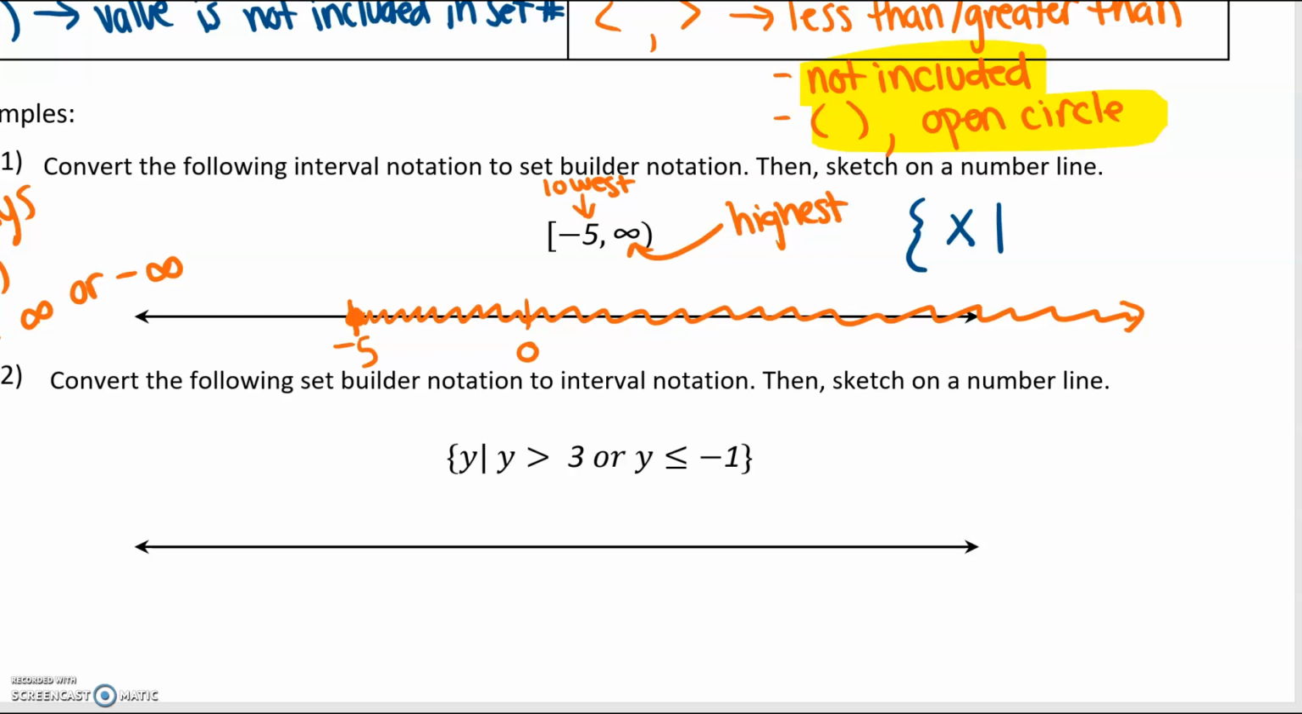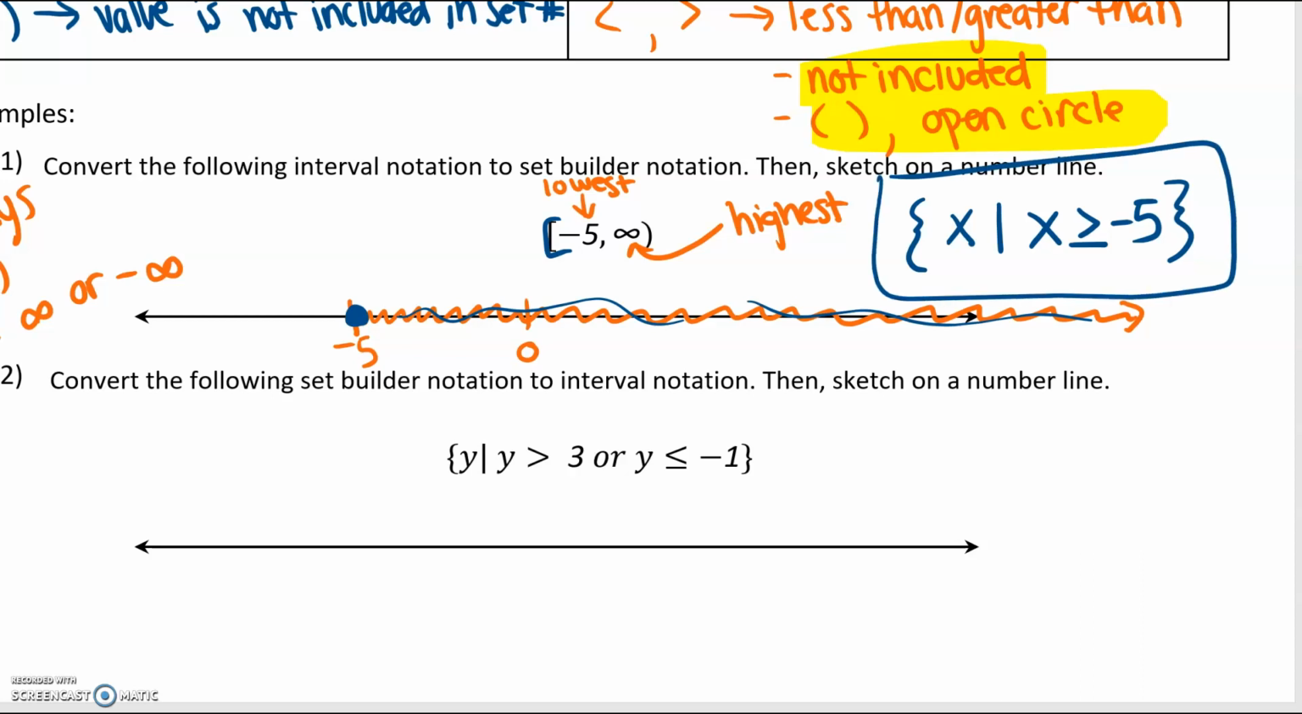And just to describe what I'm seeing, I have -5 to infinity, which means I want all the values that are bigger than -5. So I want all the X values that are going to be bigger than -5. But we also know -5 is included because it's got that closed circle, because I had that bracket. So I don't just want bigger than -5, I want bigger than or equal to -5. And that would be the rule to describe my number line here. And that's how you'd convert it to set builder notation.